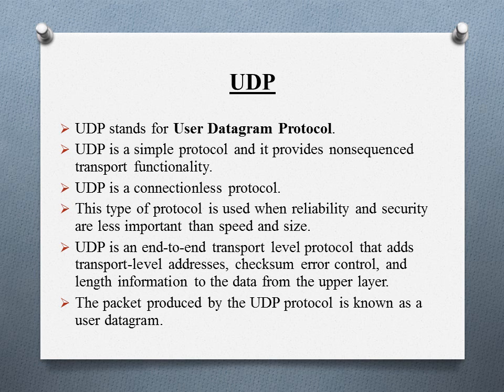UDP is an end-to-end transport level protocol that adds transport level addresses, checksum error control and length information to the data from the upper layer. The packet produced by the UDP protocol is known as user datagram.